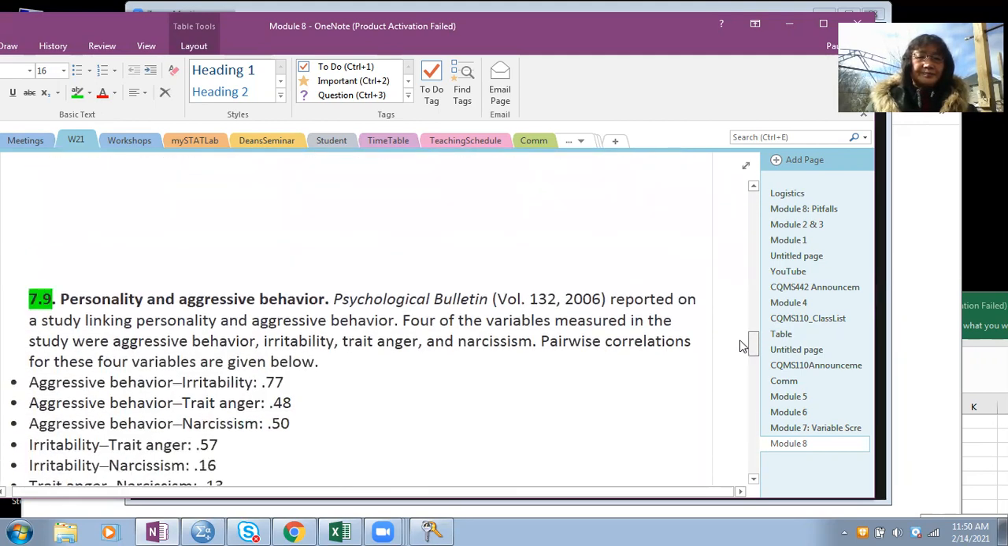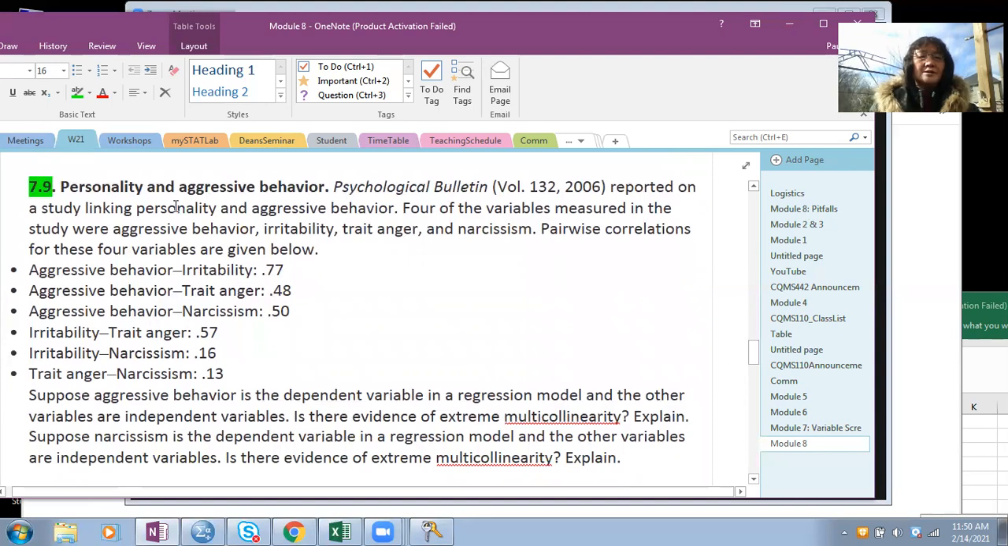So the next question is about personality and aggressive behavior. Again, this is a research study published in Psychological Bulletin. This study reported on personality and aggressive behavior. Four of the variables mentioned in the study were aggressive behavior, irritability, trait anger, and narcissism. Pairwise correlations for these 4 variables are given below. So those are the pairwise correlations among those 4 variables.